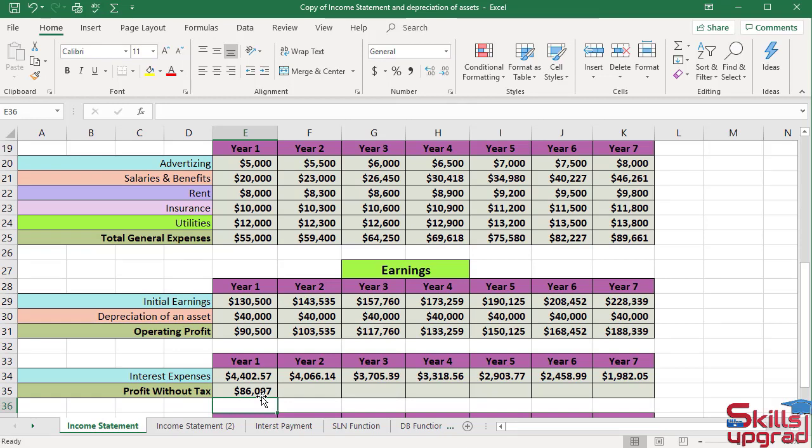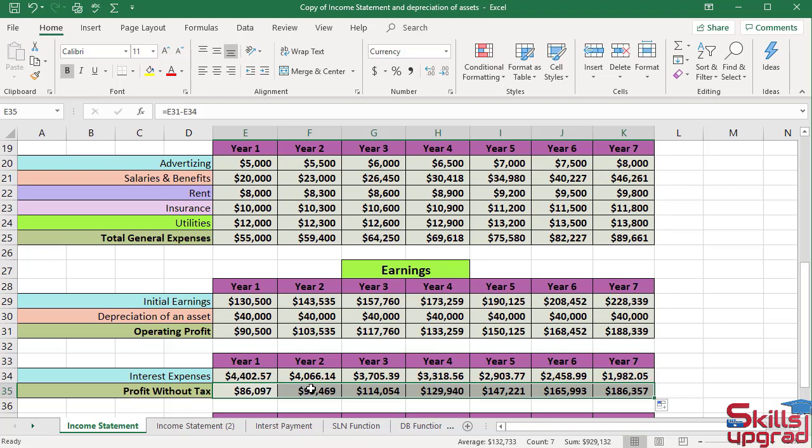To calculate the profit of other years, paste the same formula in other cells. Again, activate this cell, press the mouse and drag to the right. This is the projected profit of the company for the first 7 years.